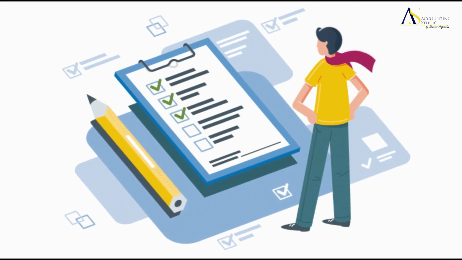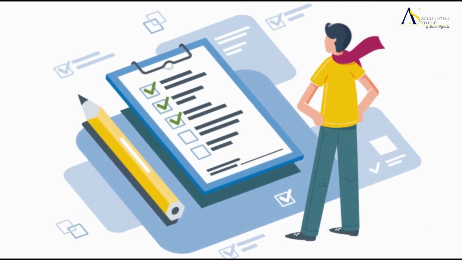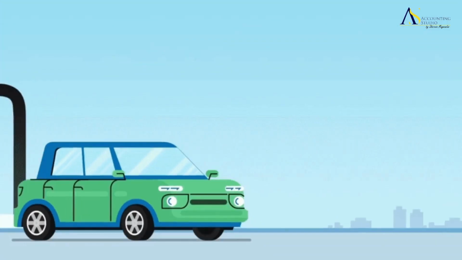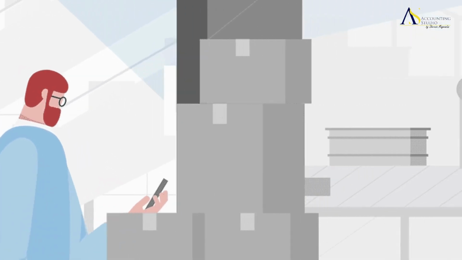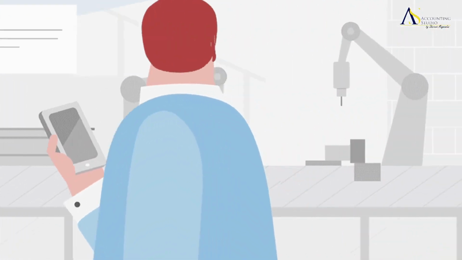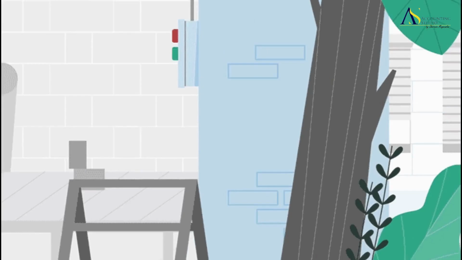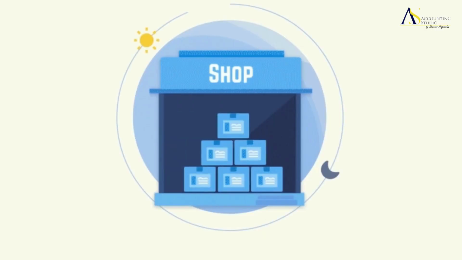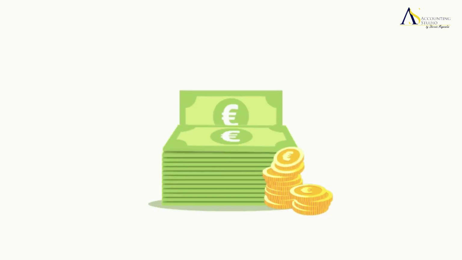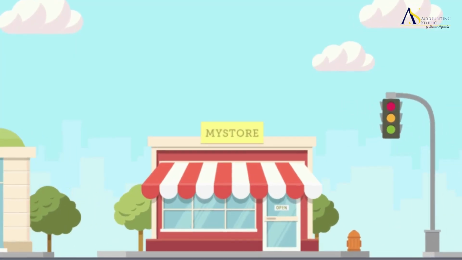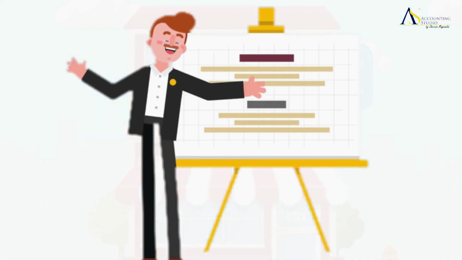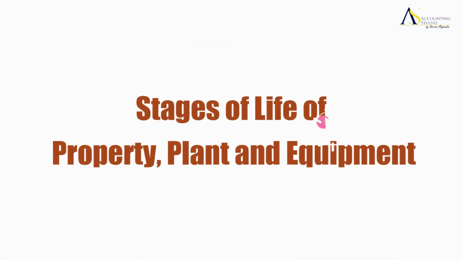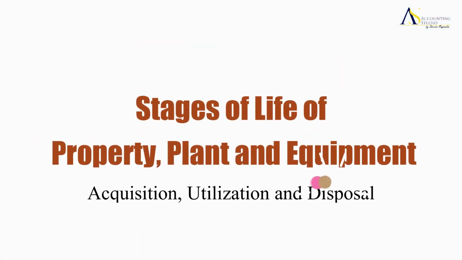Property, plant and equipment is a term used for an asset account on a company's balance sheet. As the name suggests, the account includes a company's land, buildings, machinery, office equipment, vehicles, furniture and fixtures involved in actual operations. Examples of assets that are not PPE include inventory, cash and cash equivalents, investment property and non-current assets held for sale. Now, let's take a look at the stages of life of property, plant and equipment: acquisition, utilization and disposal.